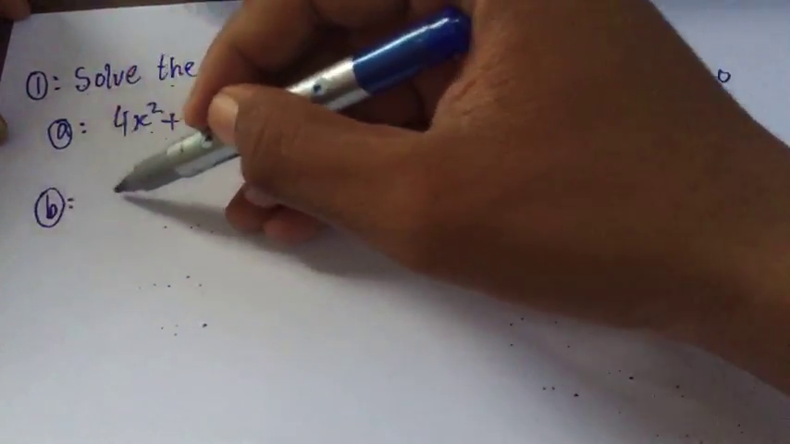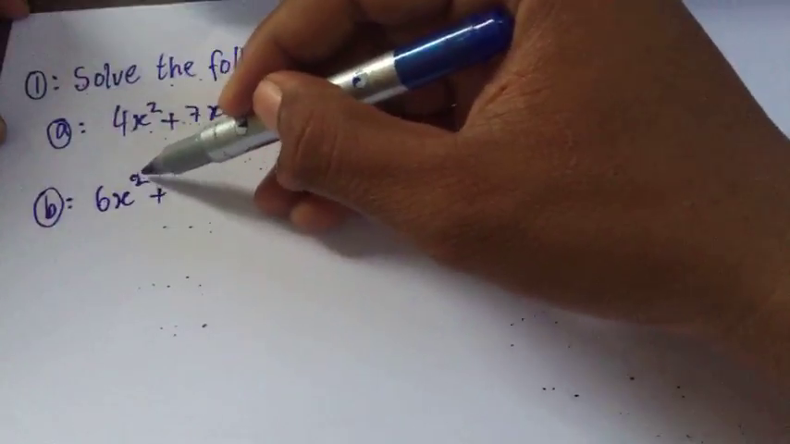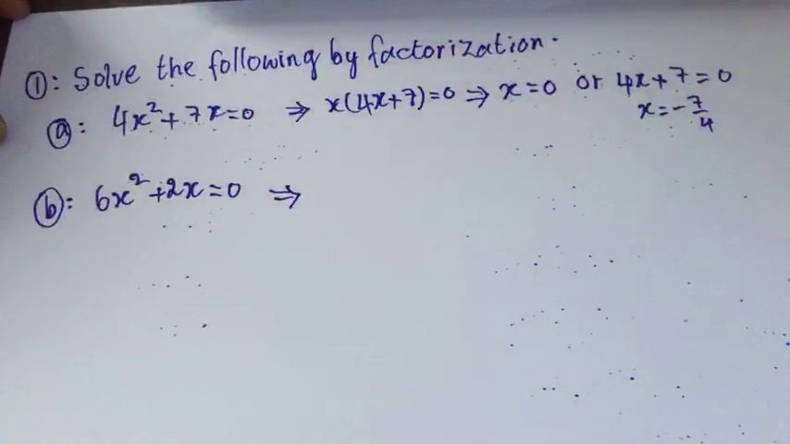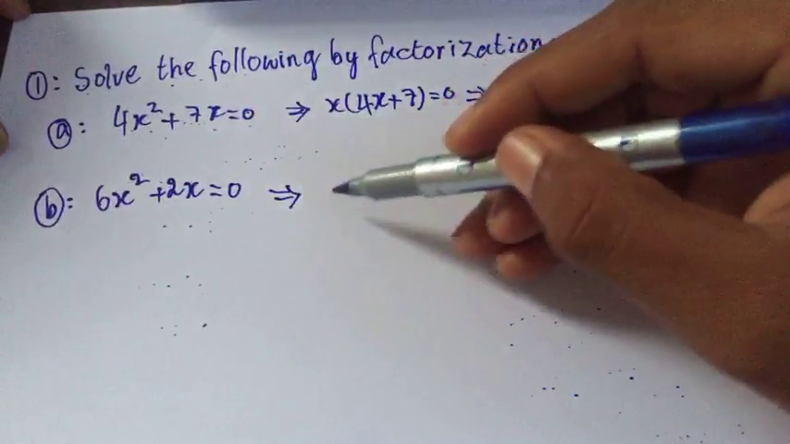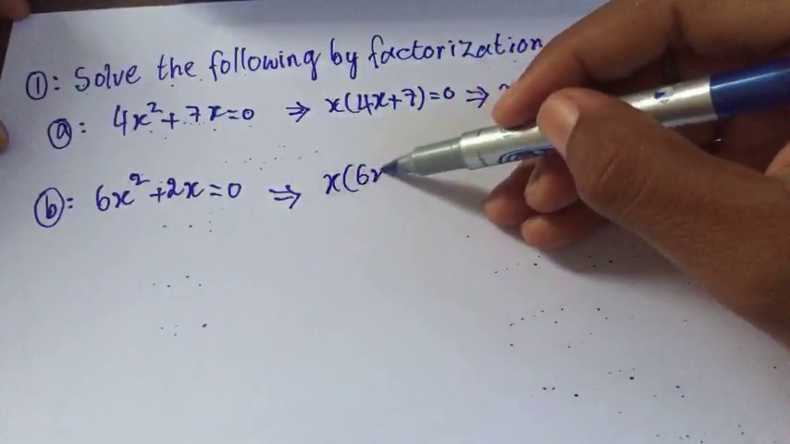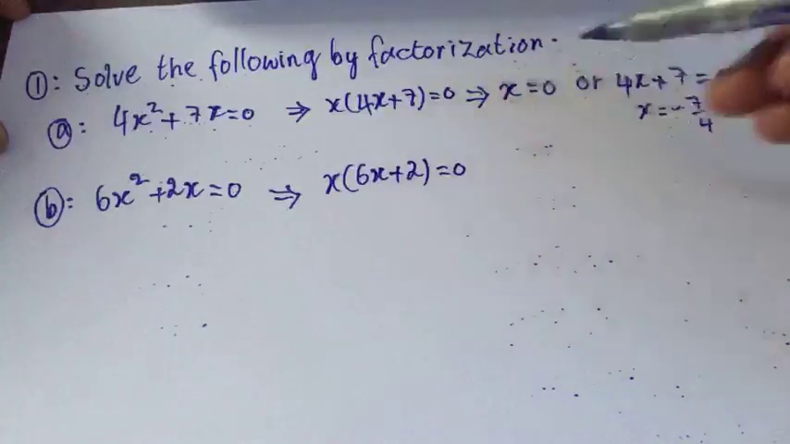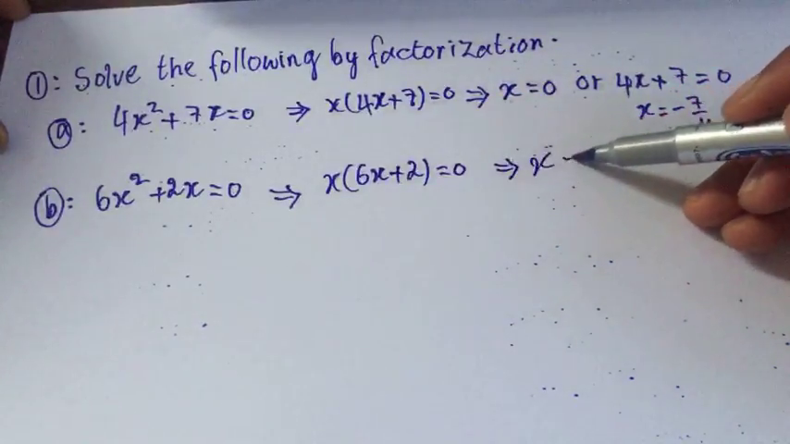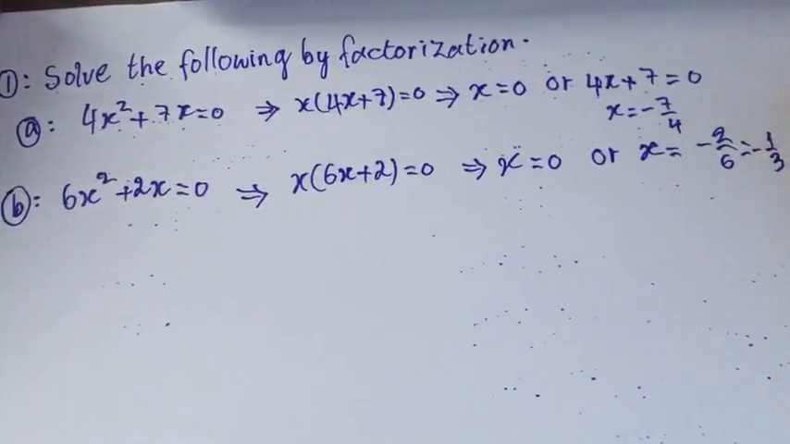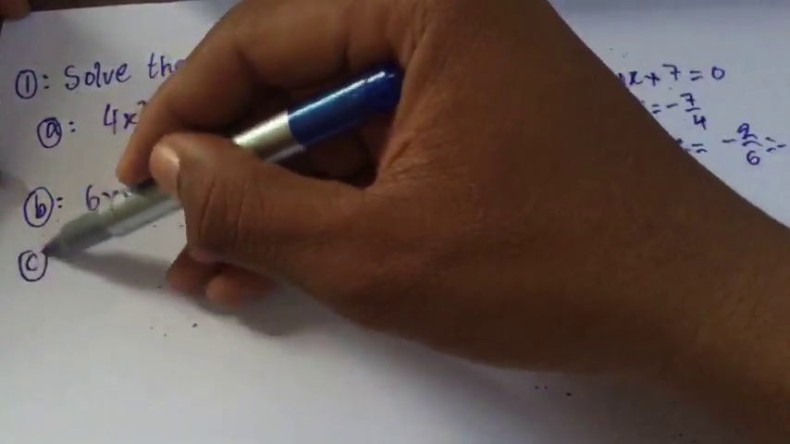B: 6x squared plus 2x equals 0. There are many exercises here, so what is the answer? When you factorize x, it is x(6x plus 2) equals 0. And then we find x equals 0, or x equals minus 2 divided by 6, or minus 1 divided by 3 when we simplify it.